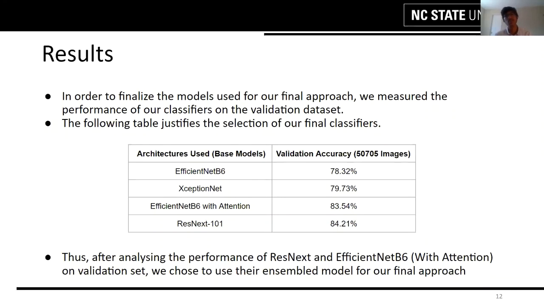First, to select two classifiers for our ensemble method, we first trained 4 classifiers with base models as EfficientNet B6, XceptionNet, EfficientNet B6 with attention layers, and ResNeXt-101. As we can see, EfficientNet B6 with attention layers and ResNeXt-101 models performed the best and had the best validation accuracy, and so we selected those models for our ensemble.